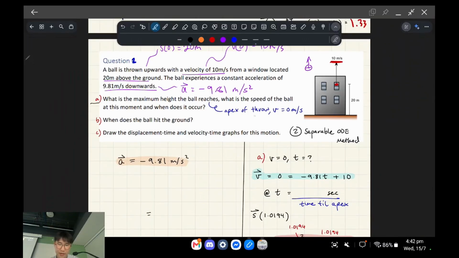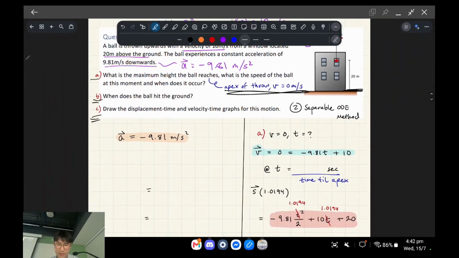So it's asking basically what is the height at the apex of the throw. For part B, when does the ball hit the ground? That's saying when does the ball end up reaching s is equal to 0. And then lastly, draw the displacement time and velocity time graphs.